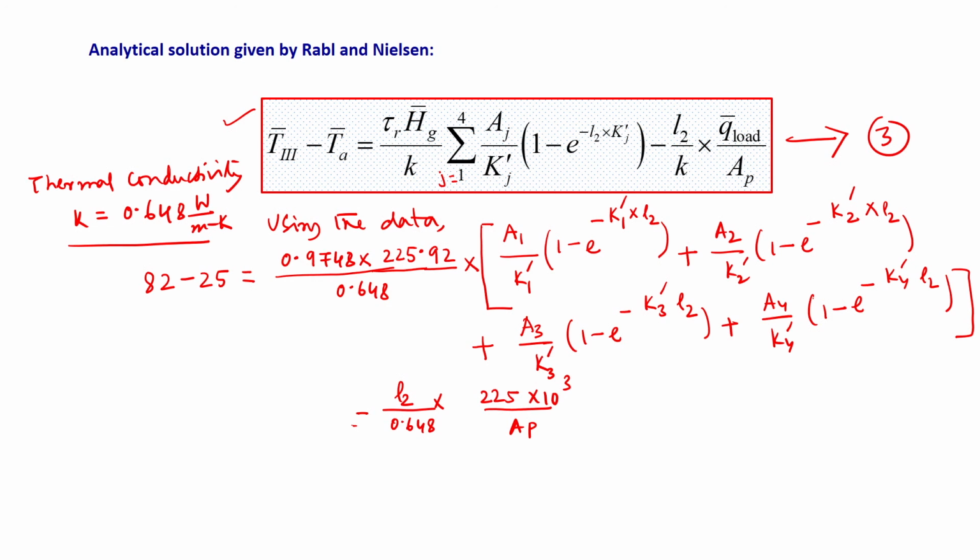So, if we simplify it, quickly I can write it. 82 minus 25 is 57, then we can take this part to this side and do the simplification. Then what we will get is something like 34722.22 divided by AP is equal to, and if we simplify this, this value will be about 339.85. Okay.